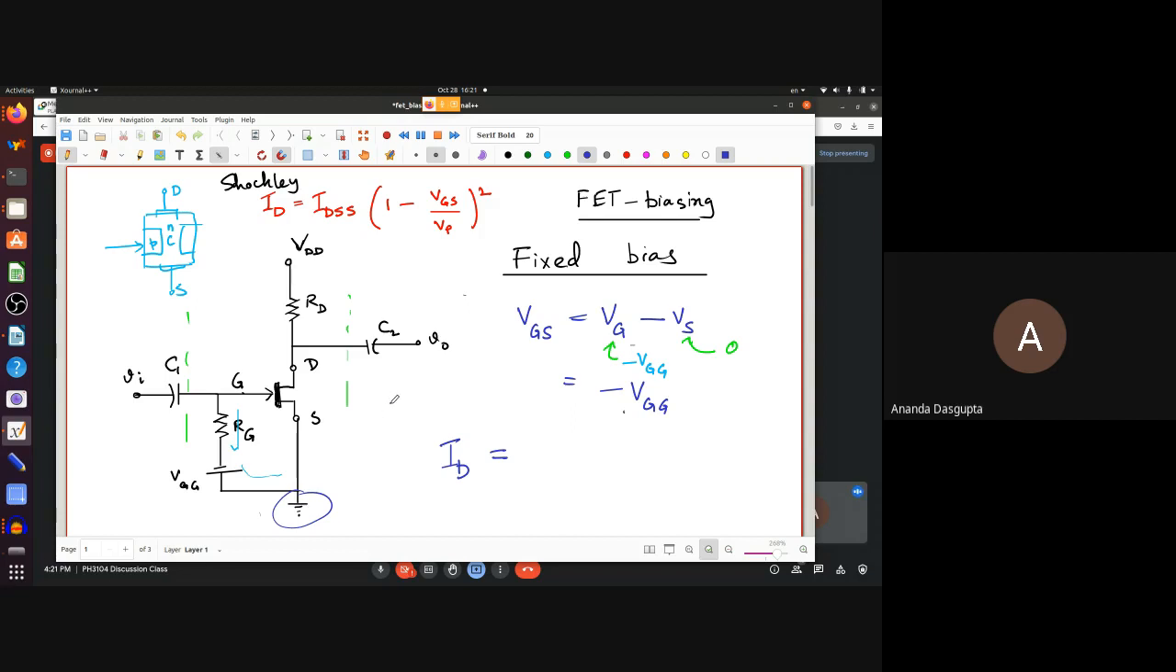IDSS and VP are parameters for the JFETs. Supposedly they have been given to you. Yes? Anybody? But how do you find out ID? From the Shockley relation. Just from the Shockley relation. If you know what the parameters of the JFET are, you know IDSS, you know VP, you just plug them in.